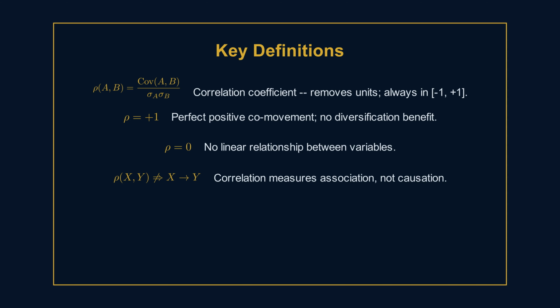But correlation, however strong, never tells you that one variable is causing another. Two variables can end up highly correlated simply because both are responding to a common driver that you haven't directly observed. That distinction between correlation as a mathematical fact and causation as a causal claim ends up being one of the most important things to hold on to throughout the rest of this course.